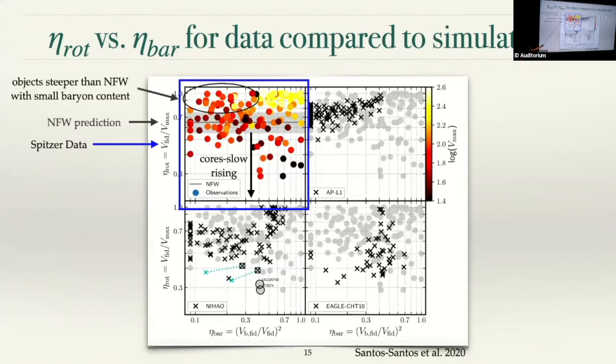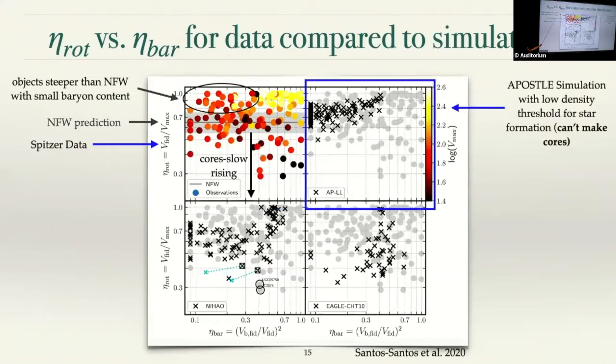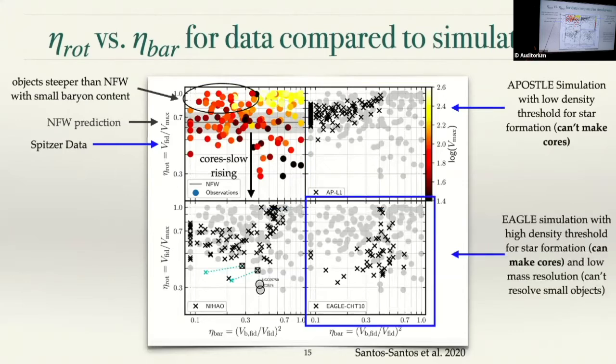I'll come back to these points because these are objects that are steeper than NFW but have small baryon content in the central region, so they can't be produced from something like adiabatic contraction. Okay, so this is a simulation with a low density threshold for star formation, so it can't make cores. So you see that you're not producing cores here. This is a simulation from EAGLE that has a high density threshold for star formation, so it can make cores. So you are seeing these objects down here that are consistent with the cores, but they have low mass resolution, so you're not resolving small objects.